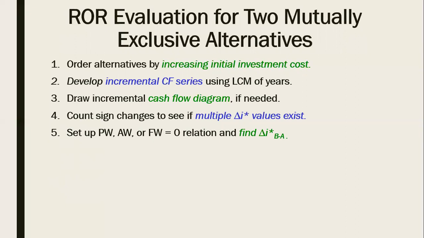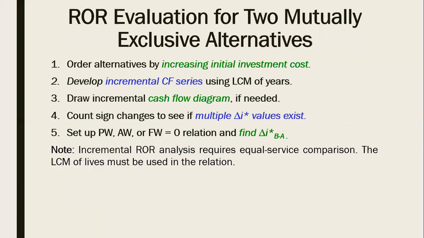Fifth, we have to set up the present worth, annual worth, or future worth equal to 0 relation and find the incremental rate of return. Note, incremental rate of return analysis requires equal service comparison. The LCM of lives must be used in the relation as I explained earlier. If the incremental rate of return is less than MARR, we will select the cheaper project. And if the incremental rate of return is greater than MARR, we can select the project with the higher initial cost.